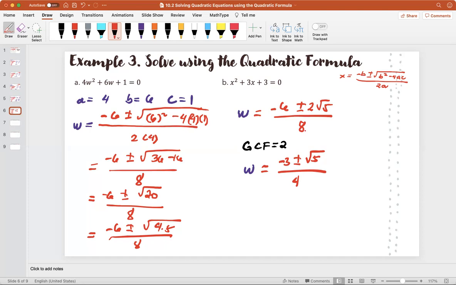And what's your solution here now? Separate that. Negative 3, start with the minus, square root of 5 all over 4, comma, negative 3 plus square root of 5 all over 4. So that would be your solution set.